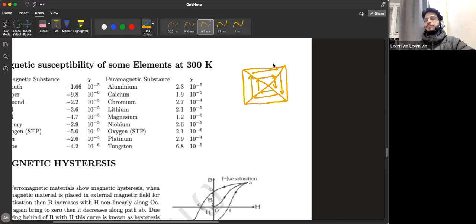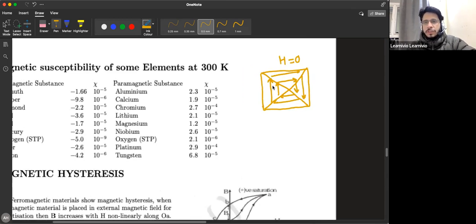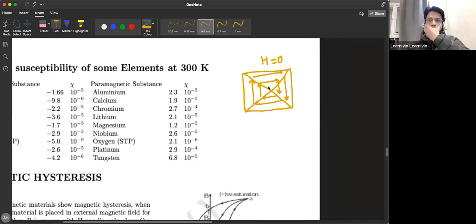These are the domains here. So I am not applying any external magnetic field. So H is 0. What is the net magnetic moment of this sample, Nabil? 0. It's 0. So all will cancel out each other's magnetic moment. The net magnetic moment is 0.